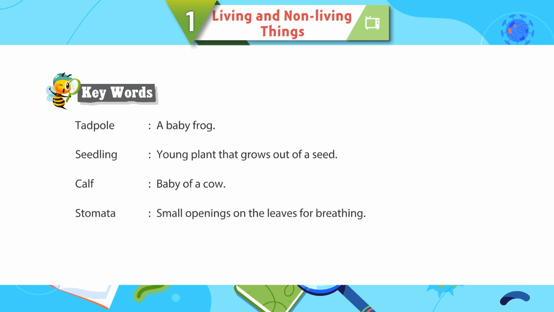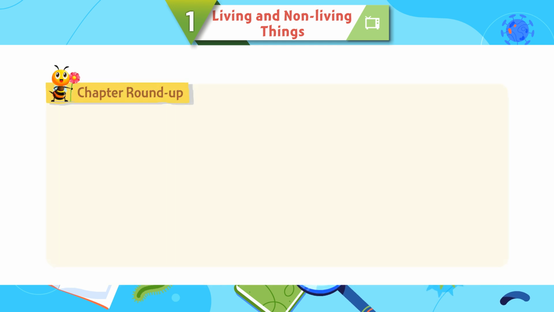Key words: tadpole, a baby frog; seedling, young plant that grows out of a seed; calf, baby of a cow; stomata, small openings on the leaves for breathing.